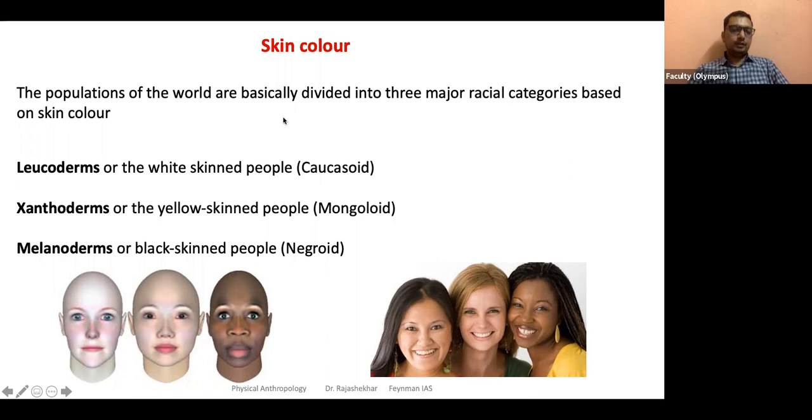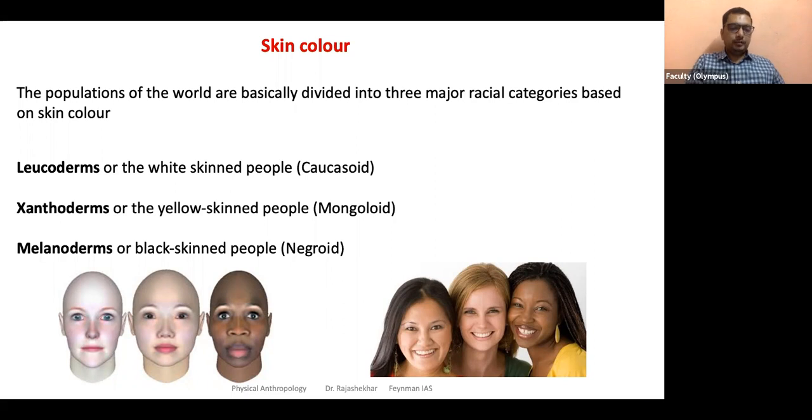So based on skin, you can classify humans into 3 races. What are they? Leucoderms, white-skinned people. Xanthoderms, xantho. Have you heard about the pigment called xanthophyll? Xantho means yellow. So people with yellow skin, slightly yellowish tinge, different quantity of melanin pigment here, no other pigment gets formed here.